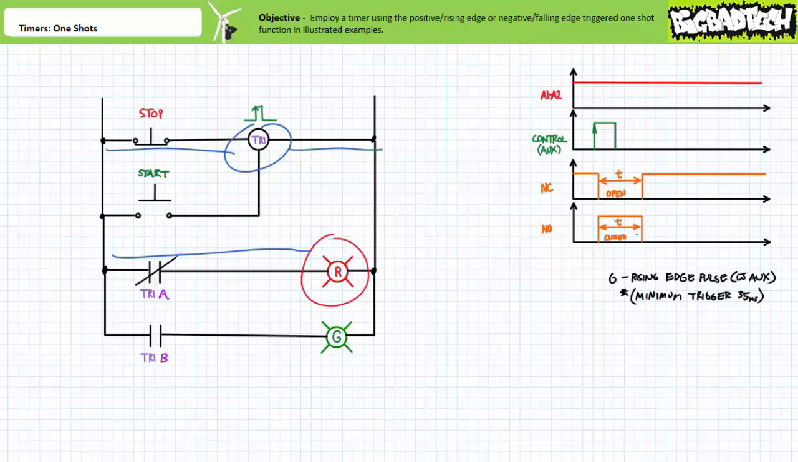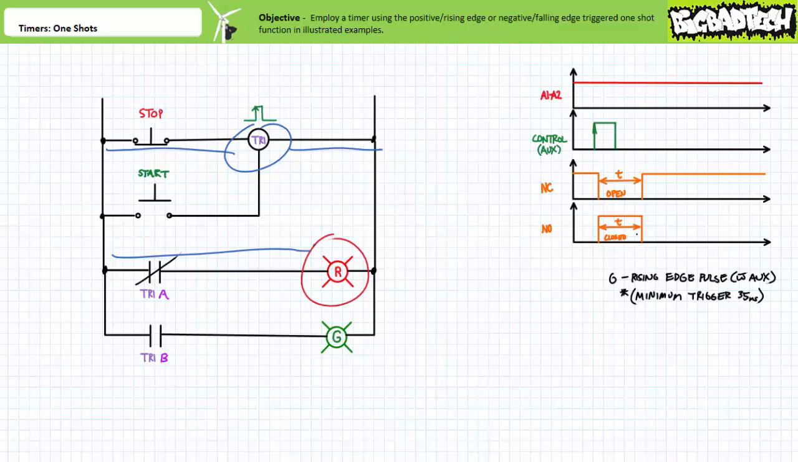Given that this is a non-retriggerable one-shot, if an operator pressed and released start and then pressed and released start again within the ongoing 5-second one-shot period, the system would ignore this second input and continue to execute the first action. If you think about this, the function of the one-shot is to execute a single action once for a specified time period when an operator presses start. However, if the function is ongoing, to ignore repeated inputs.